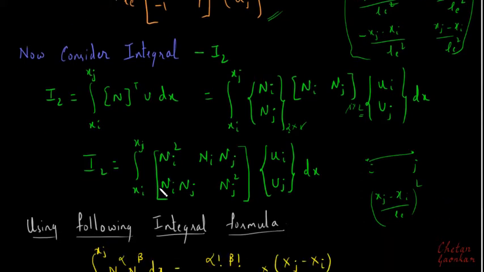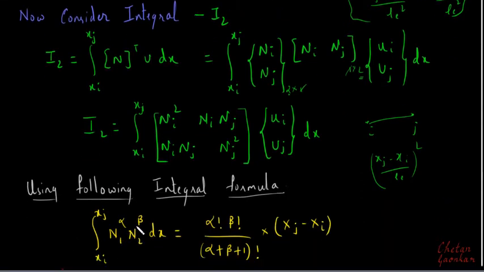So what we can do is we can use one integral formula, and this is a very useful formula which will make our integral very easy. How to use this formula: if I have two terms n1 and n2 with the power of alpha and beta from the domain xi to xj dx, I can integrate this directly as follows. This will be alpha factorial multiplied by beta factorial divided by alpha plus beta plus 1 factorial multiplied by these limits xj minus xi. So this formula will be very useful to evaluate this matrix.